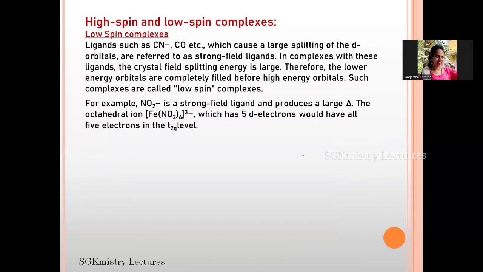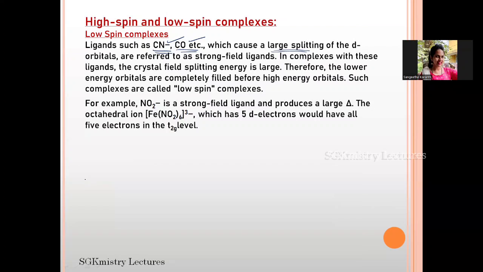Now let us try to understand in a simple way about high spin and low spin complexes. When I'm talking about strong field ligands, I've already explained what strong field ligands are in my previous video. If you have not watched it, you can watch it to understand. Examples of strong field ligands are cyano ligands and carbonyl ligands. When the complex consists of these ligands, they will cause large splitting of the d orbitals. That means the delta value will be very high.